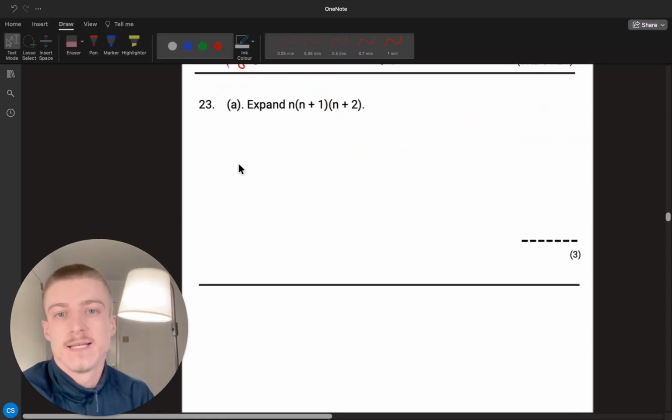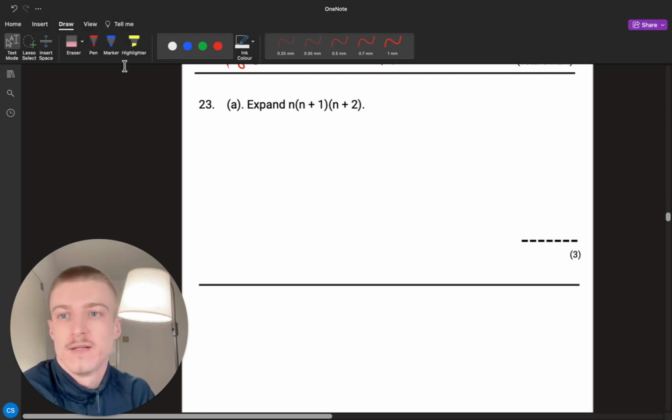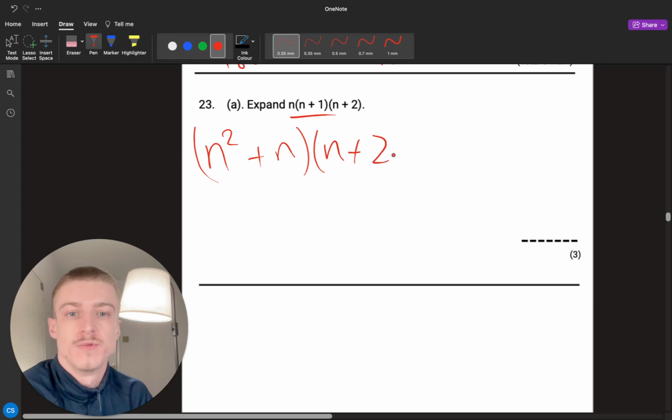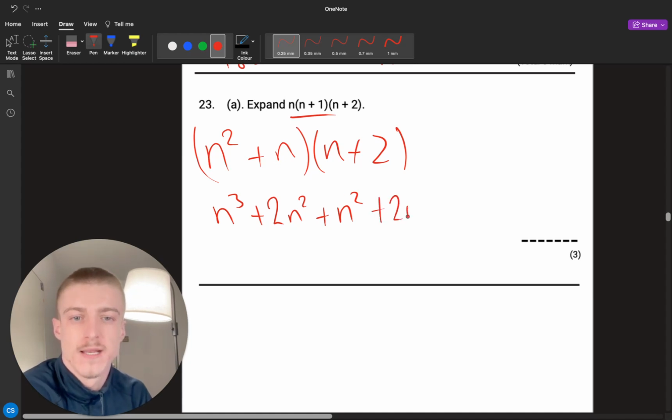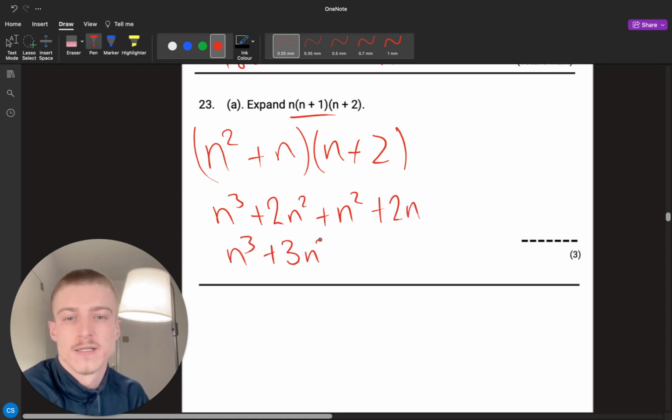Question 23, expand n bracket n plus 1 bracket n plus 2. Focusing on the first bit first. N times n is n squared, plus n. That forms a new bracket, and we have n plus 2 to multiply by n. N squared times n is n cubed. N squared times 2 is plus 2n squared. N times n, another n squared. And n times 2 is plus 2n. So n cubed plus 2n squared plus n squared. So we've got n cubed plus 3n squared plus 2n.